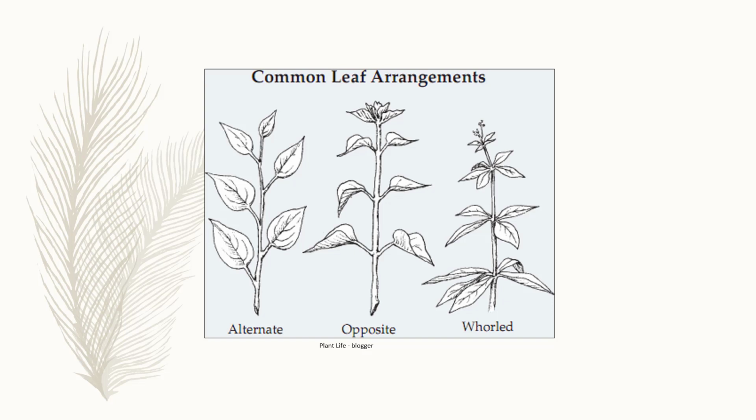The thing to understand when you're taking plant identification is most of your plants are going to be alternate. So if you have a plant that has opposite leaves, chances are it's a very narrow choice of plants. So you want to review those when you're taking plant identification.